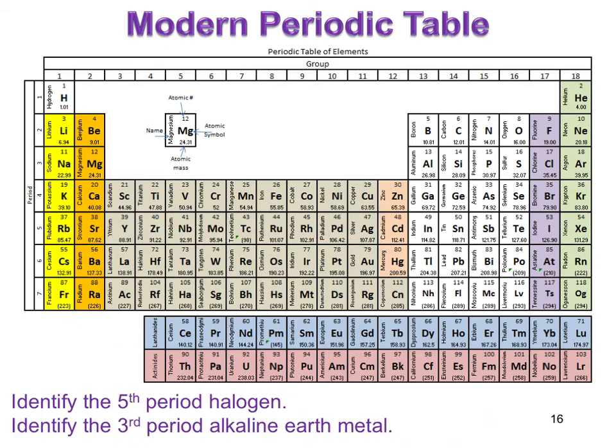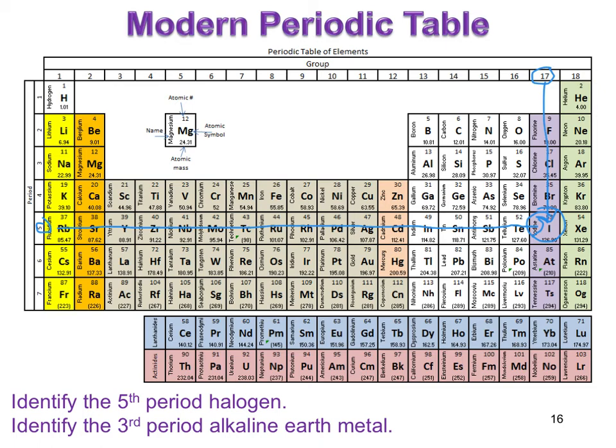So let's identify the 5th period halogen. Let's go to period 5. Here's period 5. Go all the way across. Here are the halogens, group 17, and the 2 lines intersect at iodine. So the 5th period halogen is iodine.